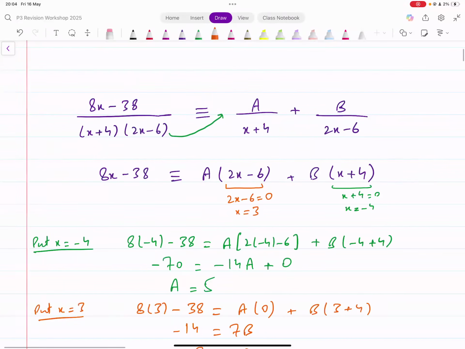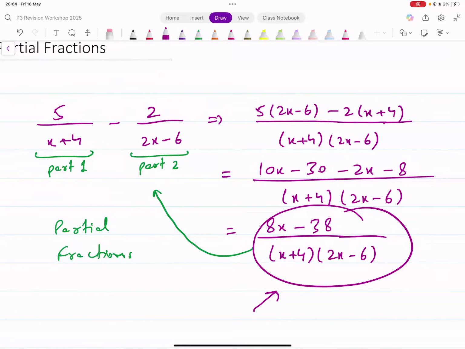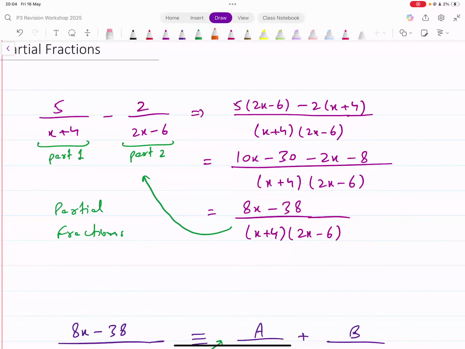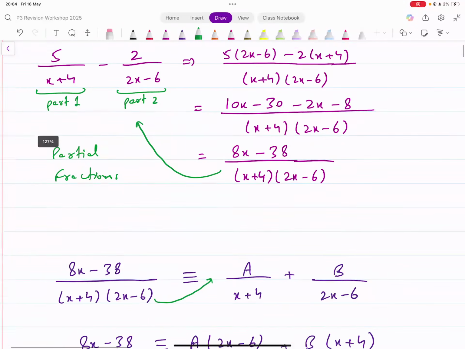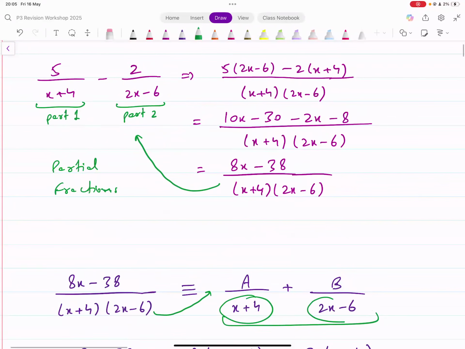So what we want to do here is write this single fraction as two separate fractions. But these are two different ways of writing the same thing, so they will be identical to each other. When we take LCM of them, we get a single fraction in which we have a product like this, x plus 4 into 2x minus 6, right? When we want to go back, if we have 8x minus 38 over x plus 4 into 2x minus 6, we say we will get two fractions like this such that one of them will have the denominator x plus 4 and the other will have denominator 2x minus 6, right?